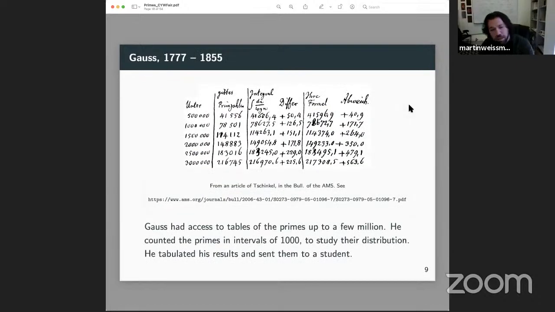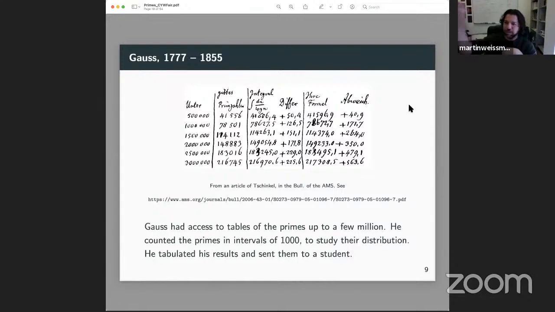So this is how you do it today. But the sieve of Eratosthenes was used in the 1700s and 1800s as well. And they had tables of primes up to a couple million by 1800. There are actually some kind of cute gadgets that they used to make these.